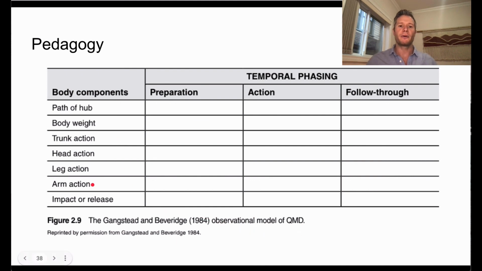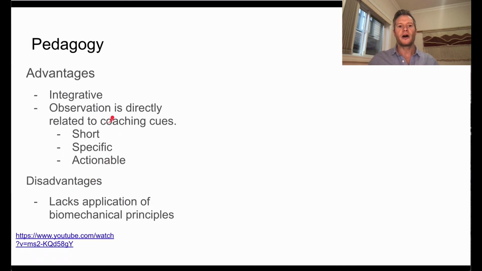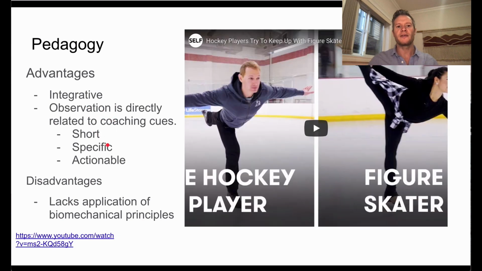And the other great component of this too is a lot of what is given as far as feedback is directly translatable into cues to give the learner to be able to improve their movement. Okay, so they're very short, specific, and actionable, right? Okay, if someone's body weight wasn't shifting forward with that throw, you could just say, shift your weight forward, right?